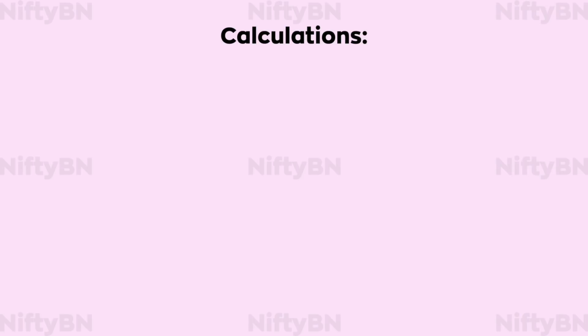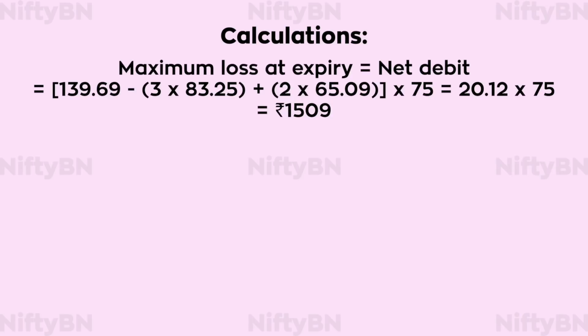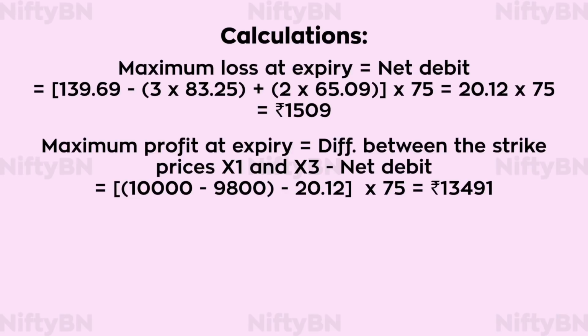Now let us look at some calculations. Maximum loss at expiry is equal to net debit, which comes to about rupees 1509. Maximum profit at expiry is equal to difference between the strike prices x1 and x3 minus net debit, which comes to about rupees 13,491.